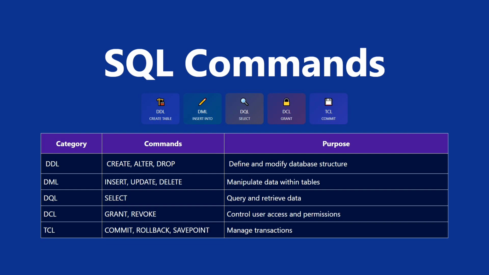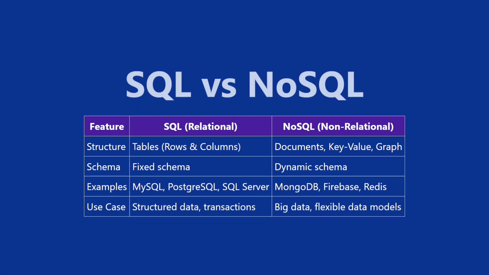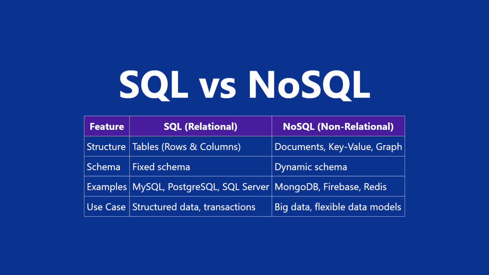Next, the Data Query Language, DQL. It is centered around the powerful SELECT command for retrieving the data. And moving on to the DCL, the Data Control Language, including GRANT and REVOKE for managing user access and permissions. And finally, the TCL or Transaction Control Language has commands like COMMIT and ROLLBACK to manage transactions and ensure data integrity.